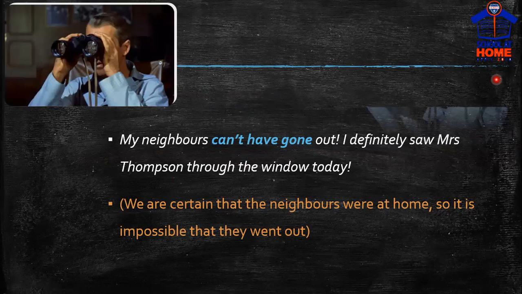Then we have, my neighbors can't have gone out. I definitely saw Mrs. Thompson through the window today, okay? So in here, we are certain that the neighbors are at home. So it is impossible that they went out, okay? In here, we are more sure, okay, about the situation because that person saw the neighbor through the window. So in this situation, we are certain about what we are saying.